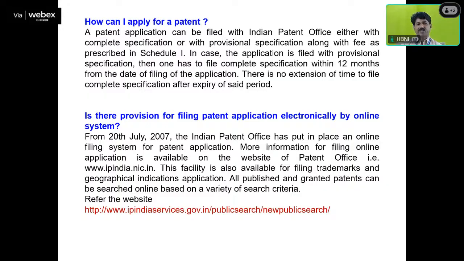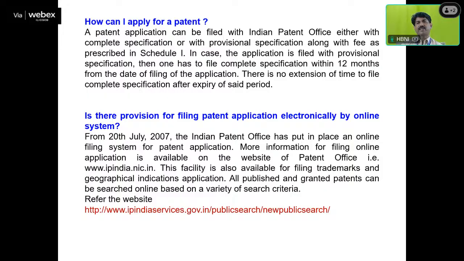In case the application is filed with provisional specification, then one has to file the complete specification within 12 months from the date of filing the application. There is no extension of time to file the complete specification after expiry of this period.